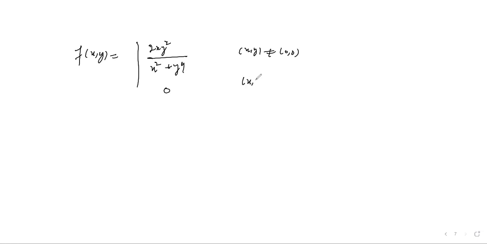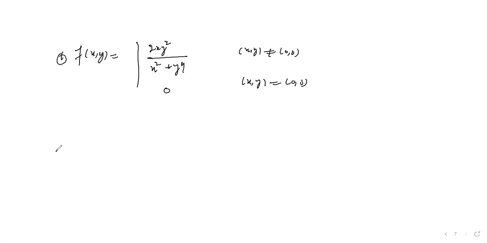This was the example that I have written. Next is this. In each one you have to check continuity. f of x comma y is equal to x square divided by x square plus y raised to power 4, for x comma y not equal to 0 comma 0, and this is 0 for x comma y equal to 0 comma 0.